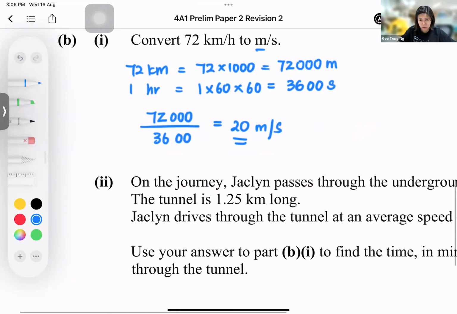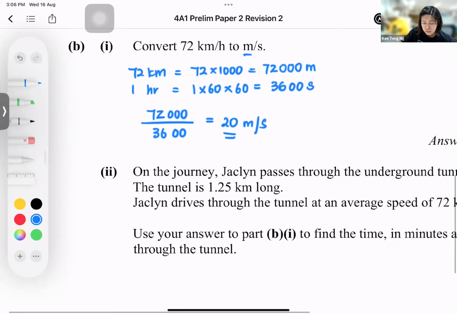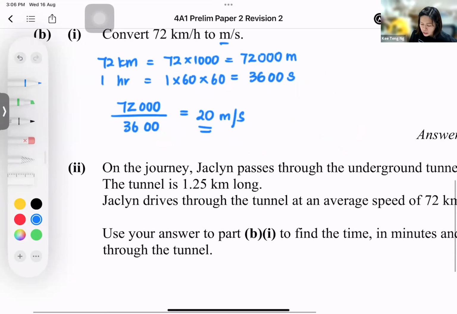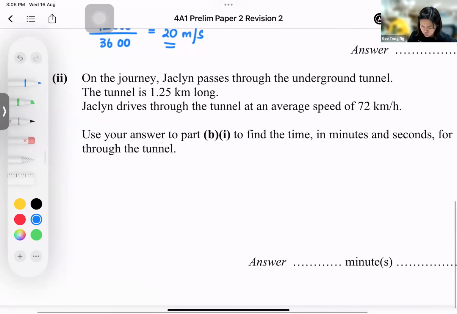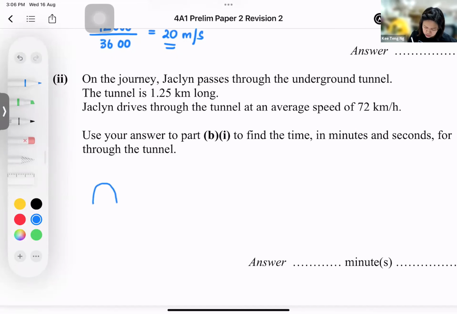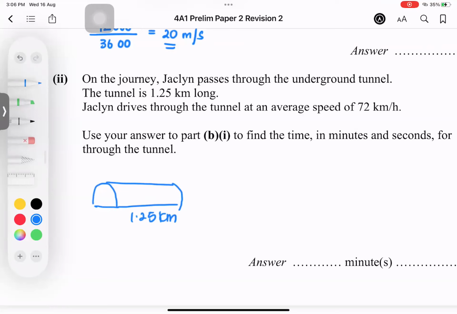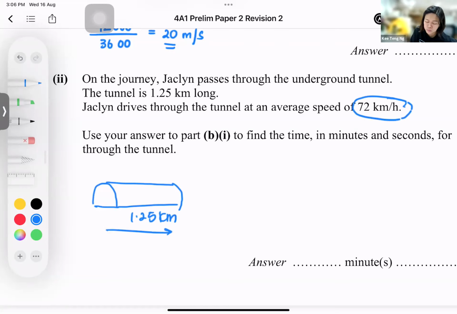Is this question okay? Next one: Jesslyn passes through the underground tunnel. So we have a tunnel. The tunnel itself is 1.25 kilometer long. Okay, this is kilometer. She drives through the tunnel at an average speed of 72 kilometers per hour.